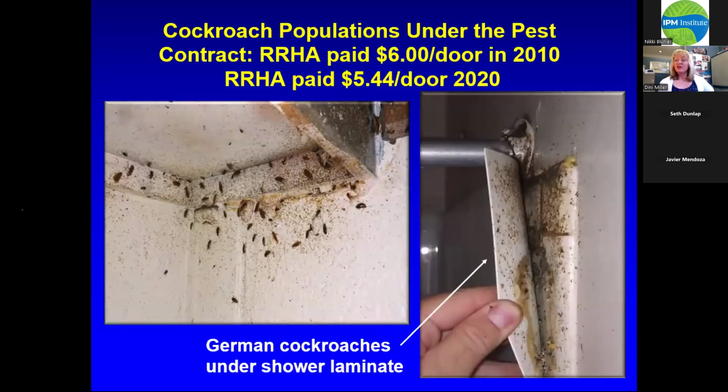Well, when I started talking to the management about these cockroach populations, I found out that Richmond Public Housing had paid about $6 a door for what they called pest control in 2010, and then paid $5.44 a door in 2020. Now, realize the break-even cost for most pest control companies, at least here in Virginia, is about $1.50 per minute. So that means they knock on the door for an average of 49 seconds.